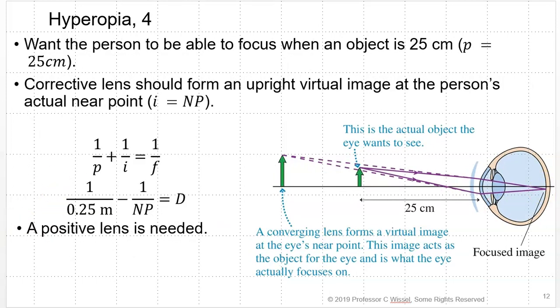You want the person to be able to focus when the object is 25 centimeters, that is P equals 25 centimeters. The corrective lens should form an upright virtual image at the person's actual near point, that is I equals NP. So 1 over P plus 1 over I equals 1 over F, or 1 over 0.25 meters minus 1 over NP equals D. A positive lens is needed.